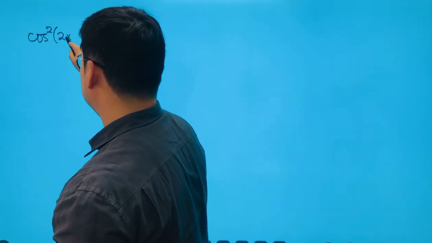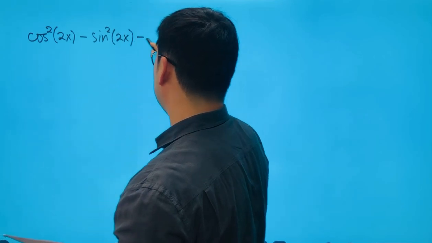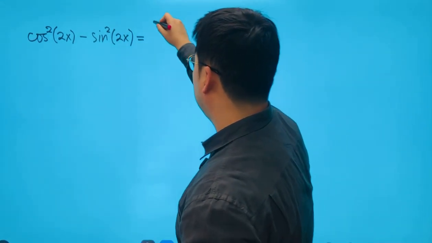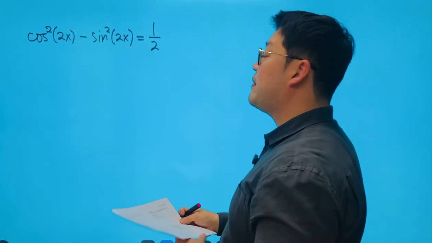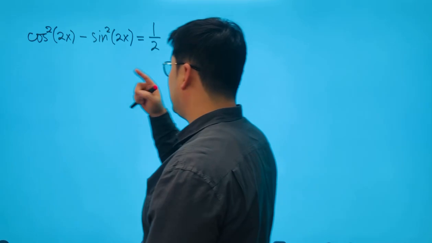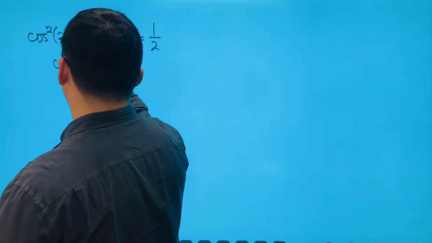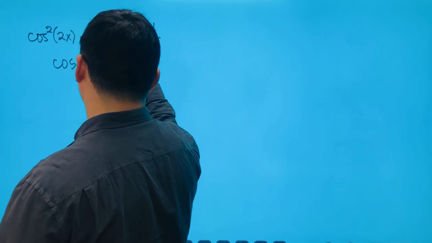Hi everyone, let's go over problem 64, okay? So we have cosine squared 2x minus sine squared 2x, which is going to be 1/2, I would say. And in fact, I gave you the variation of cosine squared minus sine squared. If you use variations, this is just going to be cosine 4x, which is going to be 1/2.